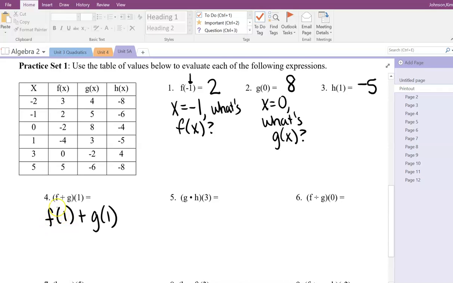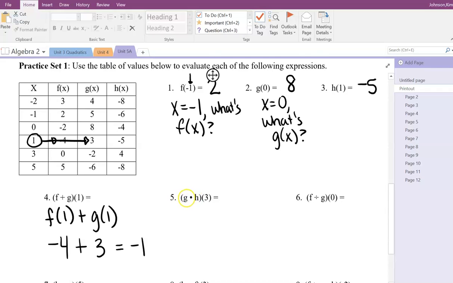So we're going to find f of 1 first. Go to where x is 1 in the table. Find the output, it's negative 4. Then find g of 1. So go to where x is 1, go to the g function. The output's 3. And so we get negative 1 as a result.